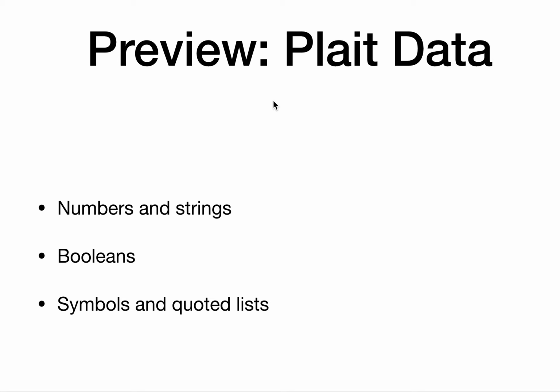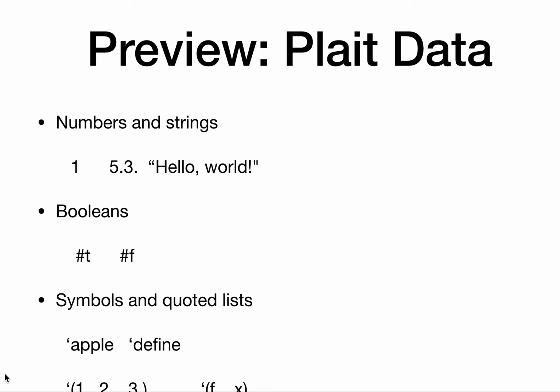So what is the data that is used in the Plait language? Numbers and strings, booleans, symbols, and quoted lists. Let's look at those. Numbers and strings, as usual. Numbers with the decimal point. Here is a string inside double quotes. Booleans, maybe not as usual, are hash T and hash F. Symbols and quoted lists are preceded with a single quote, for example the symbol apple. So it's a different notation from the string. This is a single quoted apple, and this is unique data. It's not possible to break it down into the characters that are used in a string.